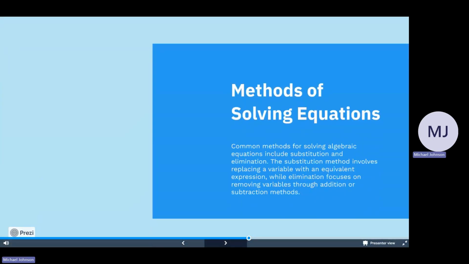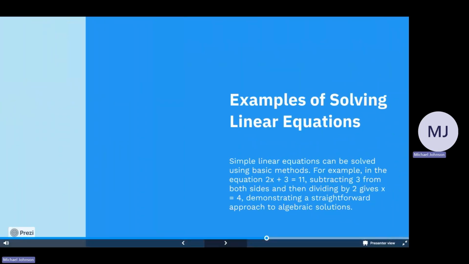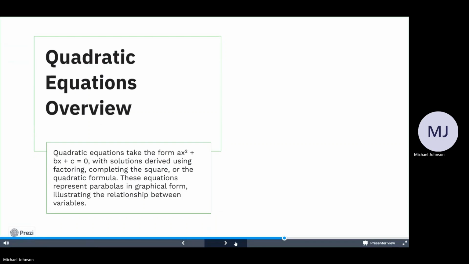Common methods for solving algebraic equations include substitution and elimination. The substitution method involves replacing a variable with an equivalent expression, while elimination focuses on removing variables through addition and subtraction. Simple linear equations can be solved using basic methods. For example, in the equation 2x plus 3 equals 11, subtracting 3 from both sides and dividing by 2 gives x equals 4, demonstrating a straightforward approach to algebraic solutions.